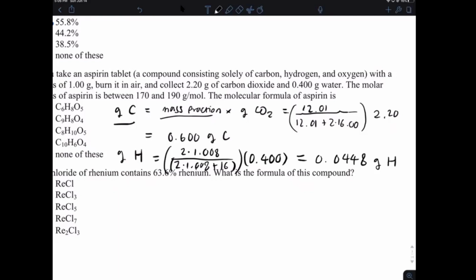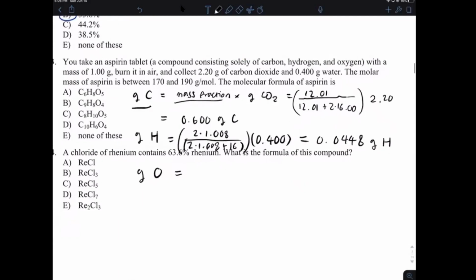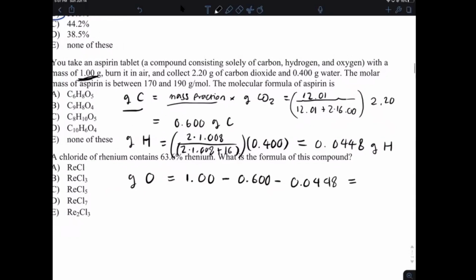And then the amount of oxygen, we can just get that from the 1.0 grams. So we just take 1.0 and we subtract from that 0.600 and then again 0.0448. And that's going to give us how much oxygen we have, because we started with the tablet that had 1.0 grams. And so if we calculate that, we should get 0.335 grams of oxygen.